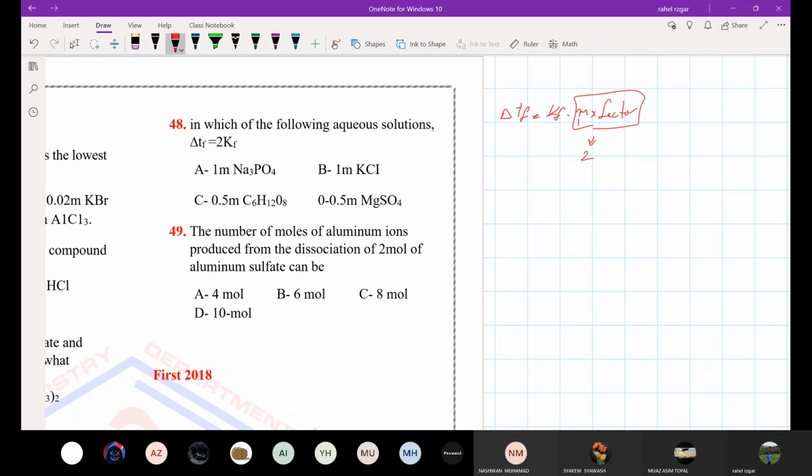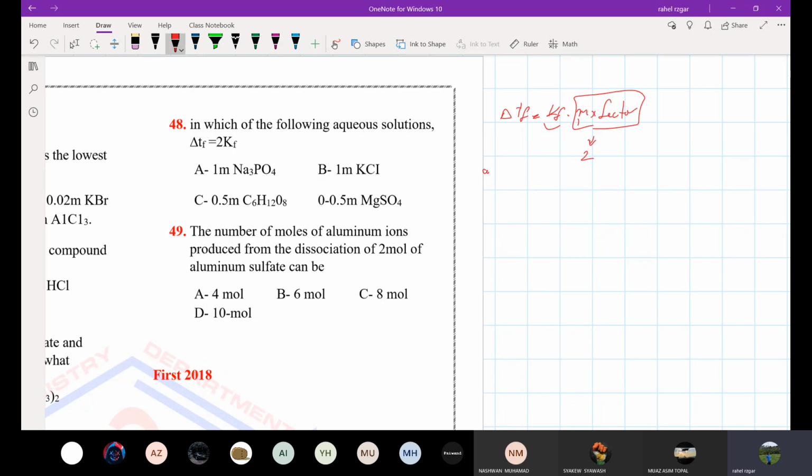But they have the same Kf because it's in aqueous, because it's in water. They have the same Kf, so we don't have to write the Kf. All we have to find is molality times factor.